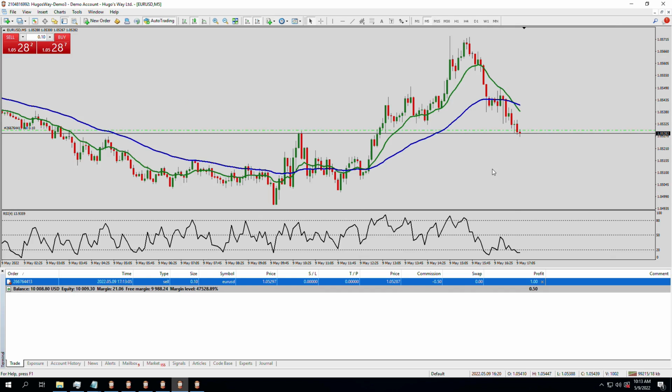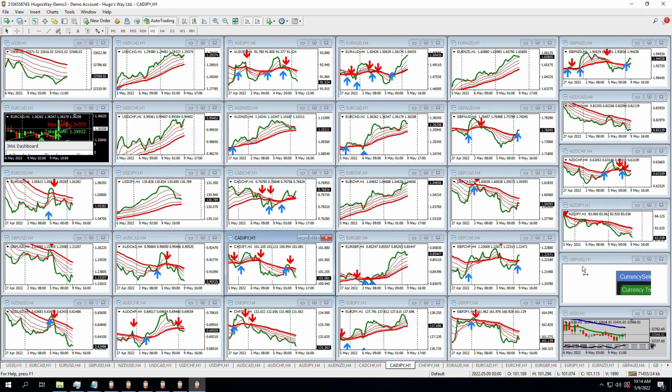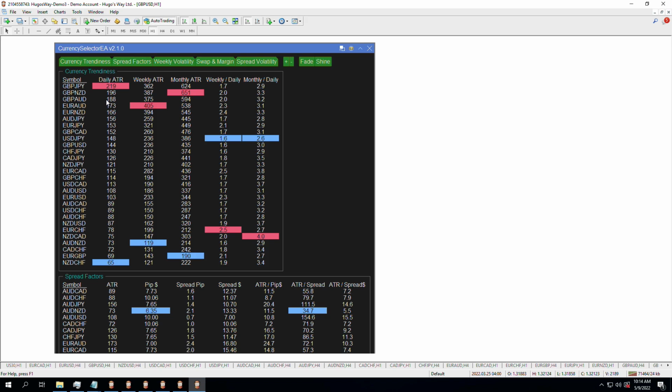Before I set my take profit, let's go look at the average true range. How much do we expect this currency pair, EUR/USD, to move on a daily basis? Here I am on my analysis setup. Let's take a look at EUR/USD in terms of daily average true range. And here it is, just below the center at about 103 pips per day.